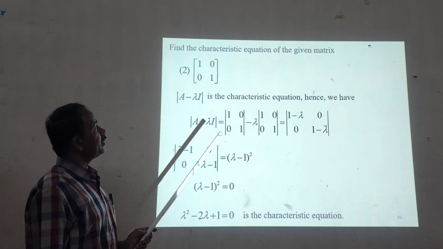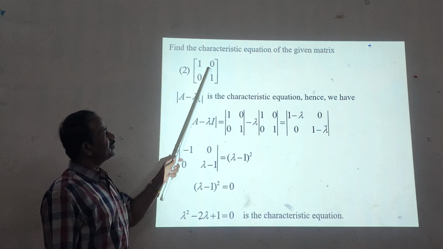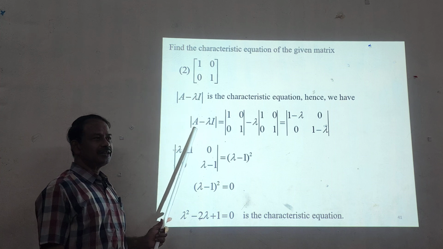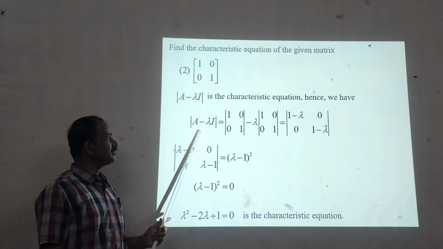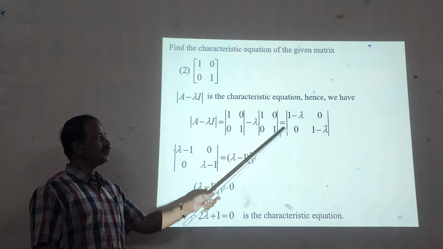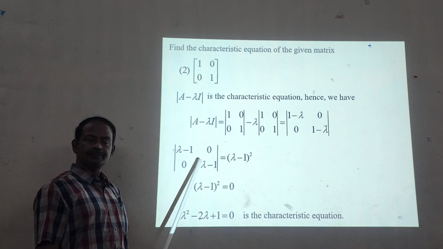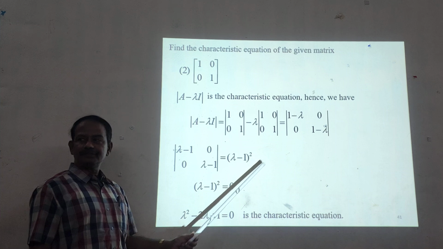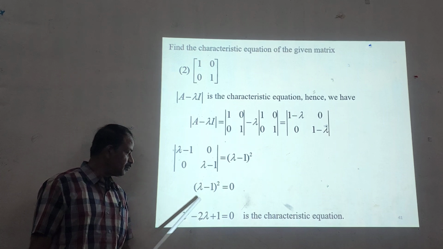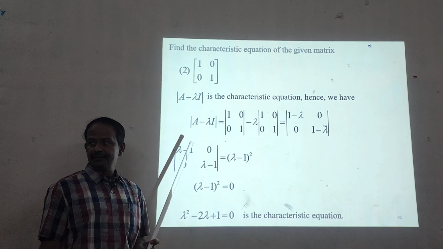Now second problem. Find the characteristic equation of the given matrix 1 0 0 1. So this is an identity matrix, correct? So use the characteristic equation, determinant of A minus lambda I. So 1 0 0 1 minus lambda times 1 0 0 1 will give you this. So lambda minus 1 multiplied by lambda minus 1, lambda minus 1 whole squared, minus 0. So you have lambda minus 1 whole squared, which is nothing but lambda squared minus 2 lambda plus 1, which is equal to 0. This is your characteristic equation.